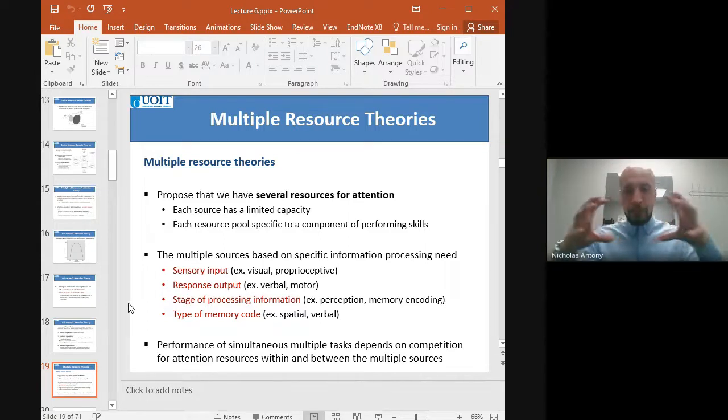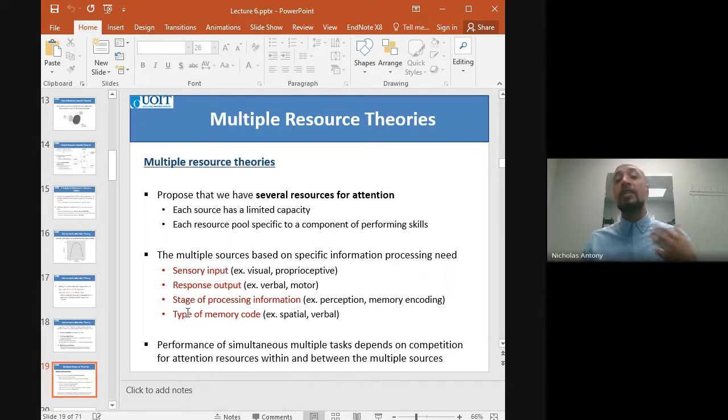So the flexible attention capacity limits sounds like exactly what's going on. Newer attention theories have discussed this idea of multiple resource theories, where there are multiple pools, or if there's a capacity or an amount of attention, we can allocate it differently based on different types of processing or the information that needs to be processed. So maybe we'll have a certain amount of pool available for sensory input, a certain amount for response input, an amount for type of memory.